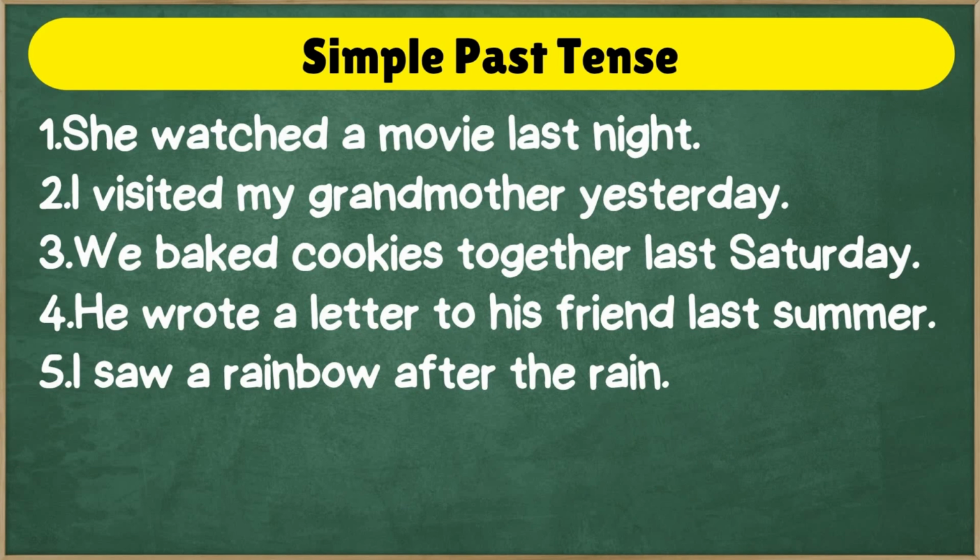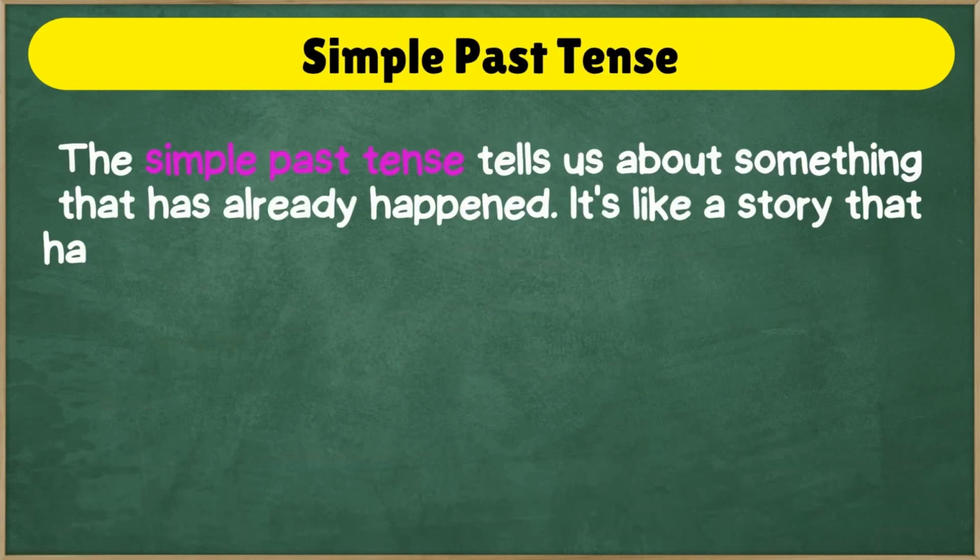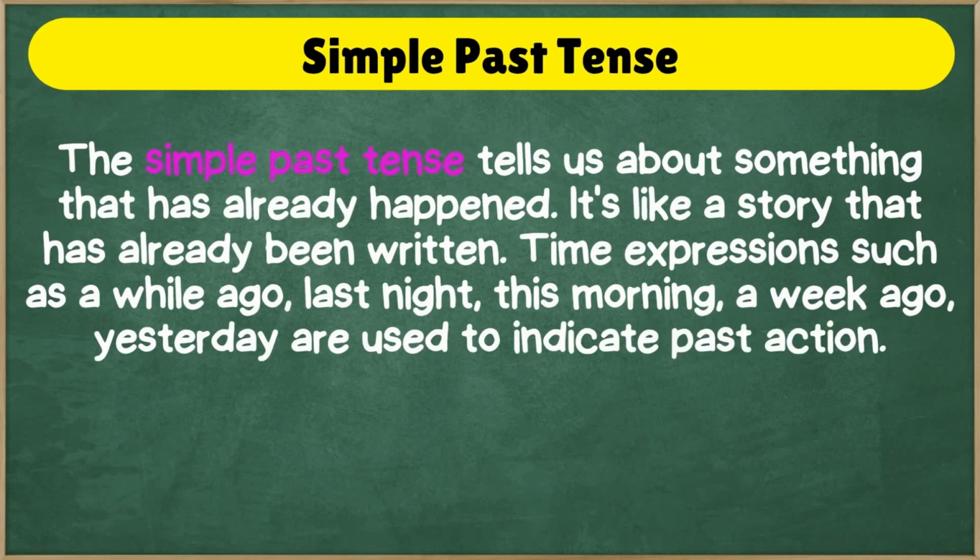Yes, you are right. The action words are watched, visited, baked, wrote, and saw. These actions took place in the past. Thus, they are verbs in the past tense. The past tense tells us about something that has already happened. It's like a story that has already been written.